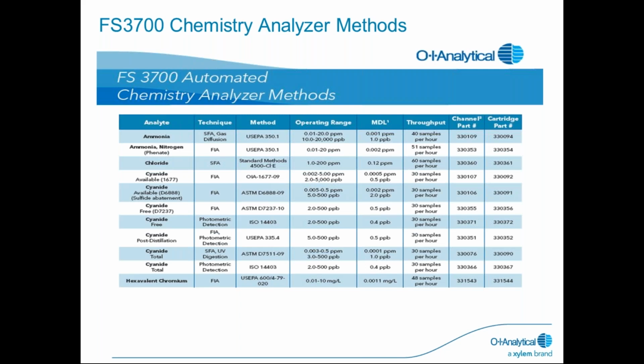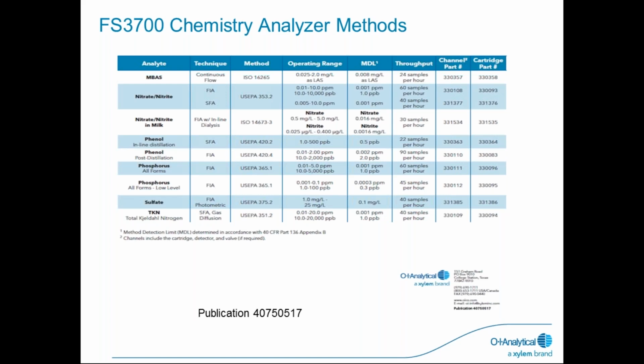So again, we cover the ammonias, your chloride, all the different cyanides that we cover. We've got hexavalent chromium, MBAS, nitrate, nitrite, your phenols with inline and post-distillation, phosphorus all forms, phosphorus low level, sulfate, and then TKN. And again, as I mentioned, this is on our web page, www.oico.com, and you can look for publication 4075.